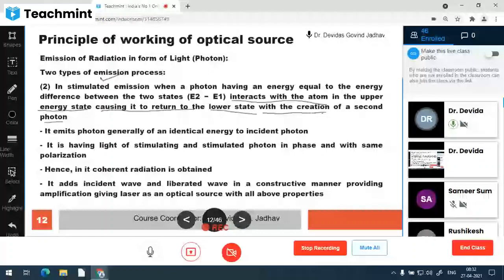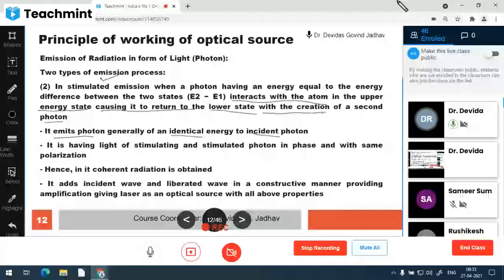So there are two photons. One is the original interacting photon and the second is the emitted photon. So the atom emits a photon with energy identical to the incident photon. Incident and emitted photons have identical energy. Identical, the same energy, means the same wavelength. So it is monochromatic. It has light of a stimulating and a stimulated photon.